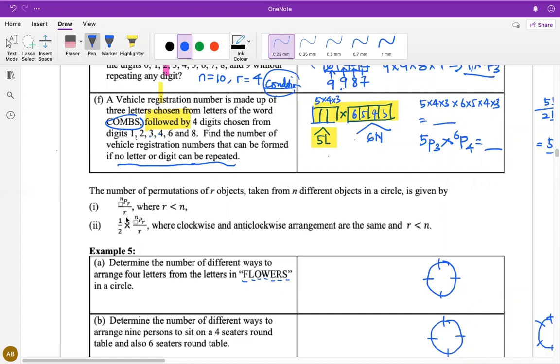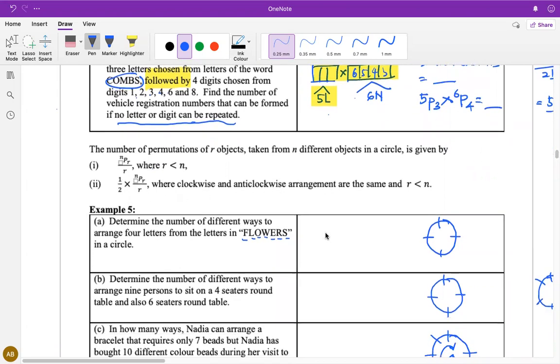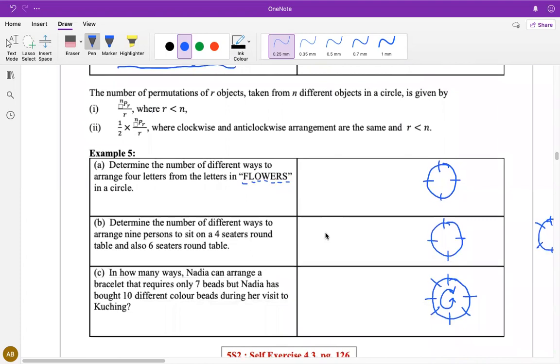So nPr over r, and 1 over 2 times nPr over r. R is the number of R objects. Let's see the example. Let's say we have n is 7, then our r is 2, then we use the formula nPr over r, so it's 7P2 over 2.